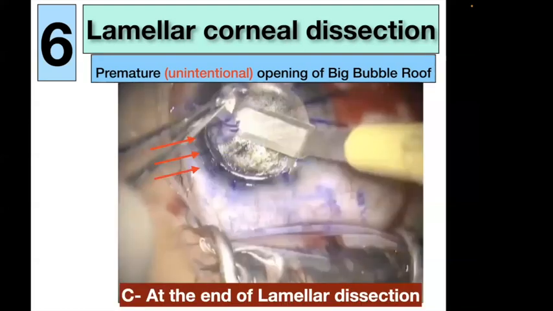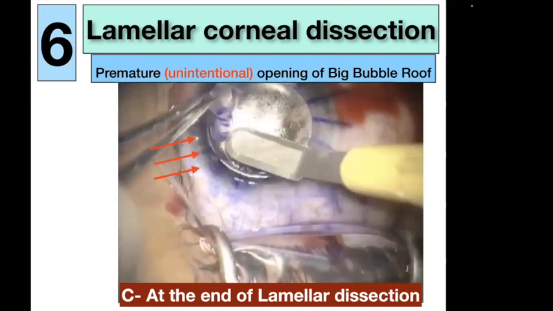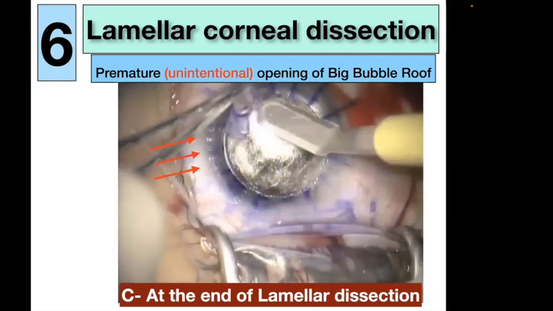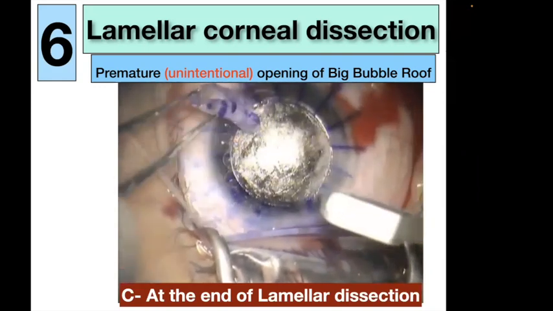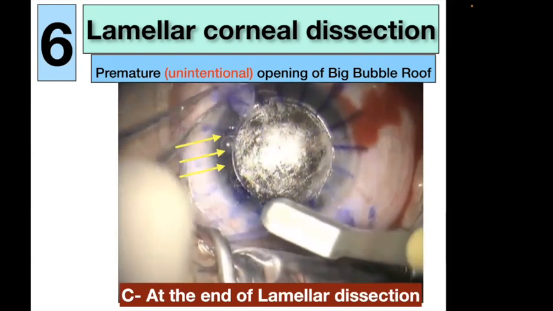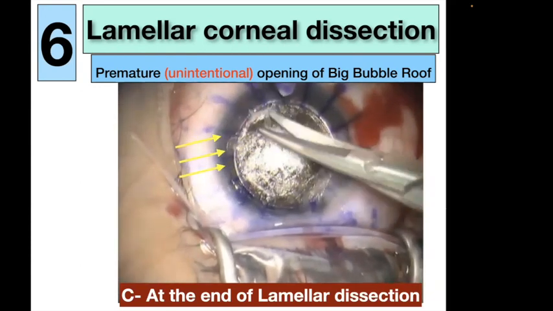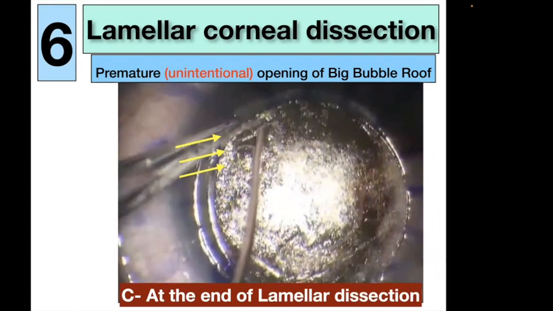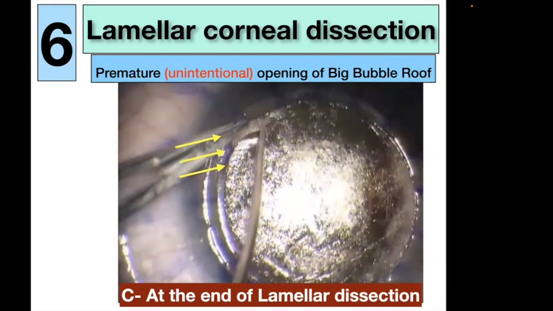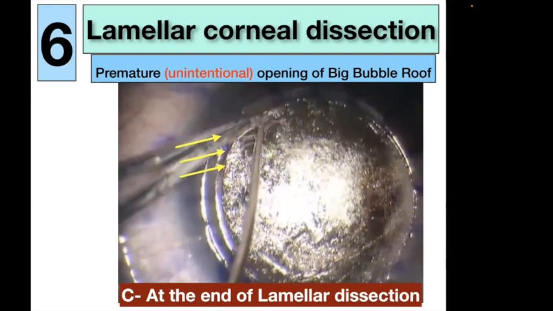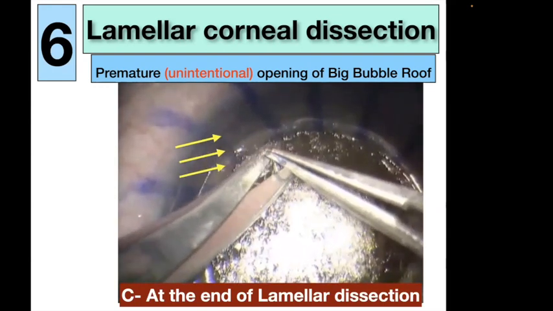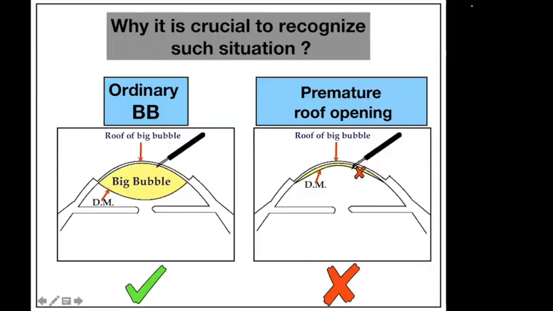The third example, it may occur very late in the dissection. Look carefully to these small bubbles in the periphery of the anterior chamber by the red arrows. You look, they will move now centrally. Look, these bubbles have moved centrally. This means that the big bubble space has been opened and these small bubbles have moved. So you have to diagnose this situation and manage accordingly. The same principle, you have to diagnose it, because if you don't diagnose it, you may go with your brave slash and destroy a bubble.